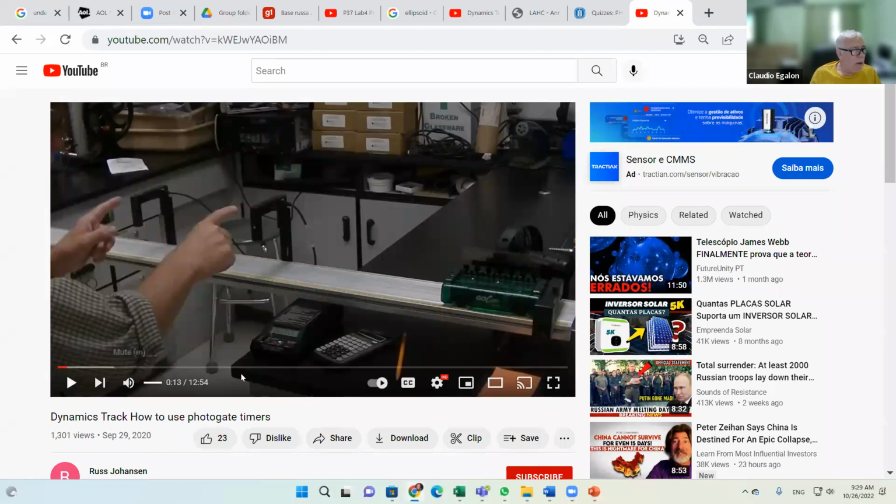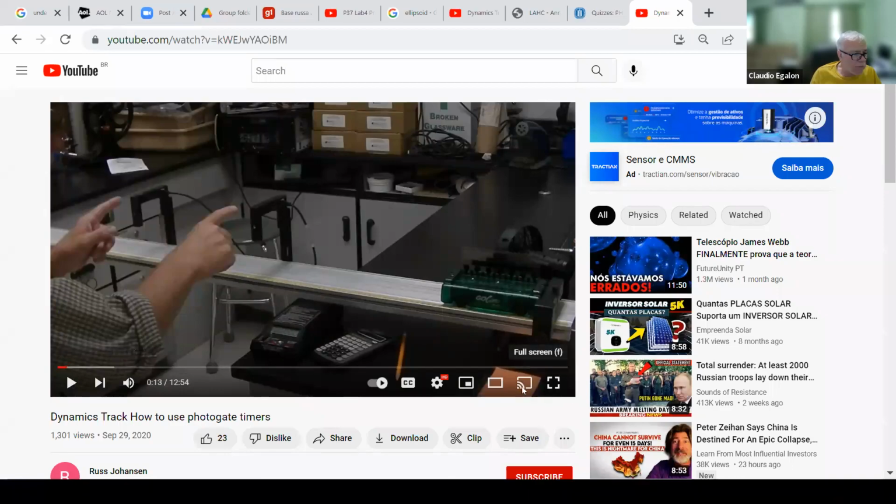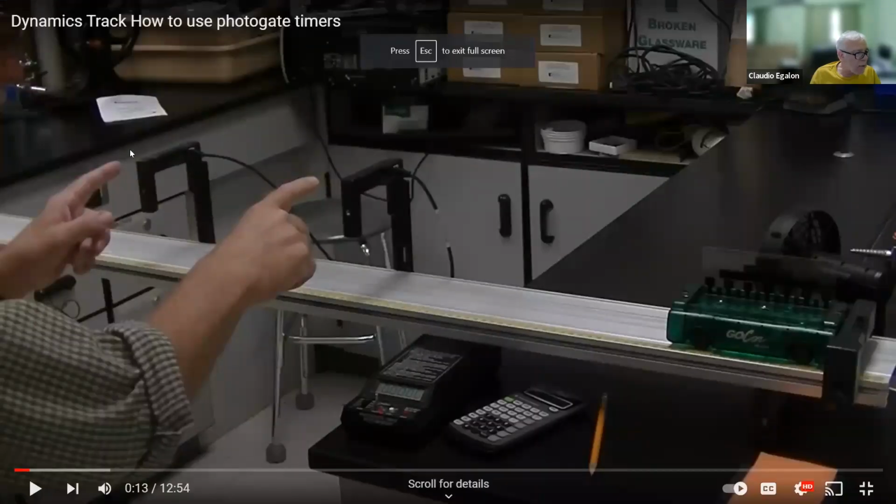Experiment. Here you go, a photo gate here, the first photo gate, and its accessory right here. This is exactly the photo gate that we use in our experiments. Also, notice the screen of this photo gate right here, the LCD screen, the liquid crystal display of this photo gate.